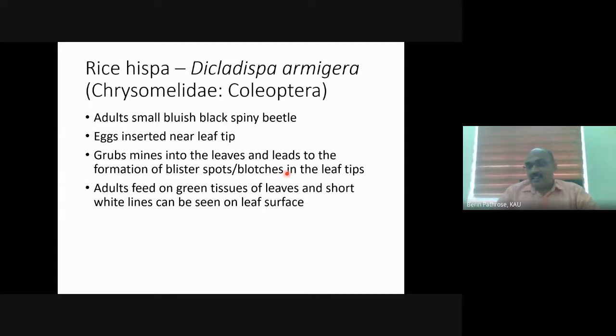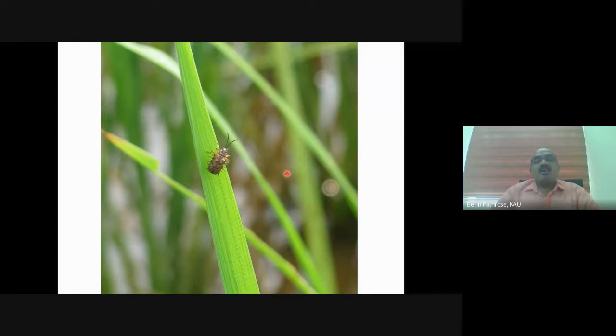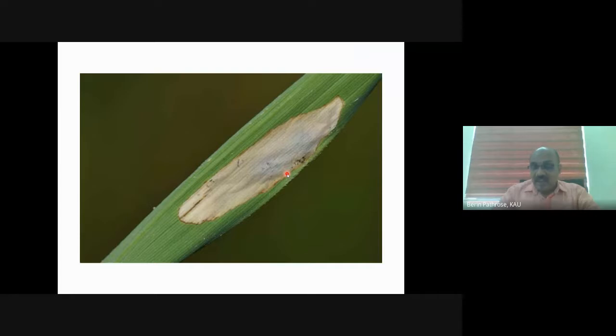This adult beetle looks like a porcupine. See the body of this adult insect. The body is covered with numerous spines. We can easily identify it. So it is a spiny beetle. The insect lays eggs into the leaf and the grubs are leaf miners.